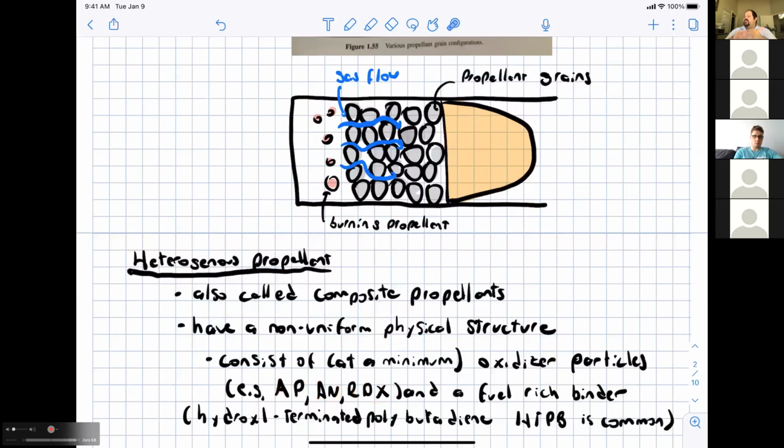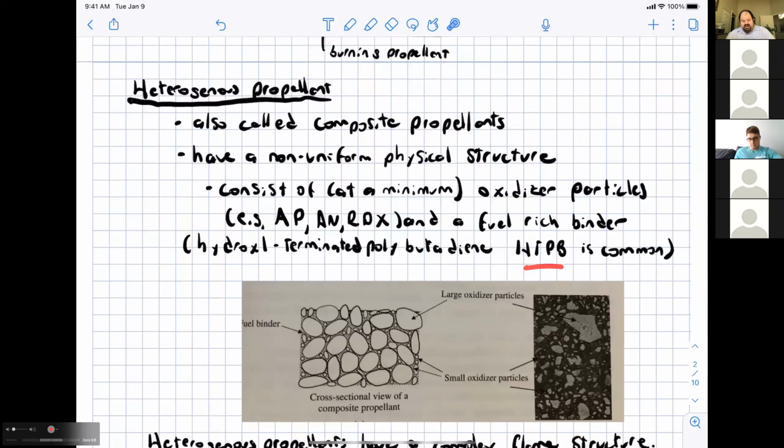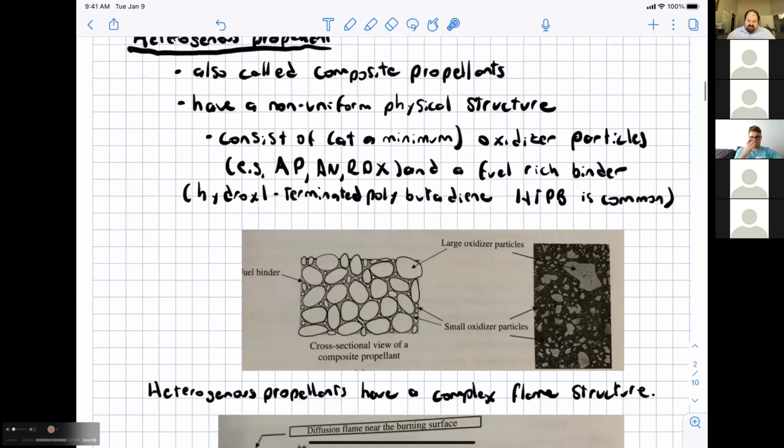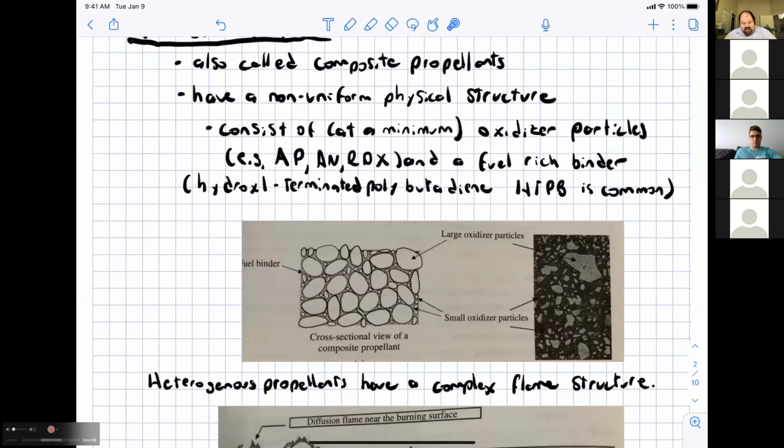And then surrounding each of the oxidizing crystals is a fuel-rich binder. And the most common binder is called HTPB, or hydroxyl terminated polybutadiene. And so here's a schematic diagram from Poe's book of a composite propellant or heterogeneous propellant. We have a bunch of oxidizing crystals right here, and some small ones. And then surrounding that in this gap here is a fuel binder.